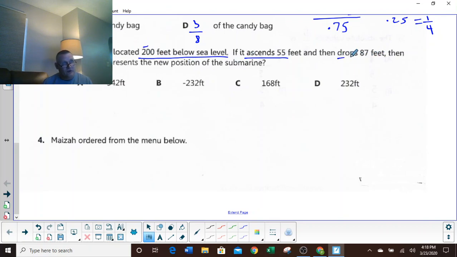And then it says it drops 87. We can put positive right here. And we can put negative right there for the drop. Which integer represents a new position of the submarine. So all we got to do is these math operations with these numbers. So if I got negative 200, that's where you started, right? Let's add 55 because he's ascending.